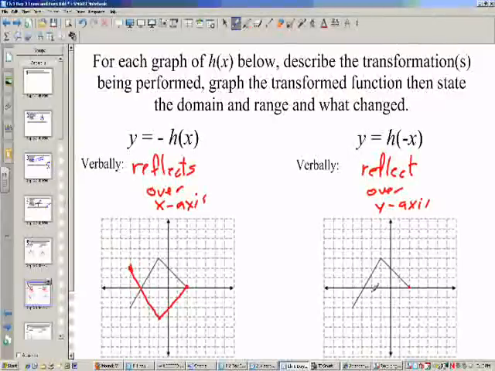So instead of being 2 to the right, we go 2 to the left. Instead of being 1 to the left, we go 1 to the right. And then instead of being 4 to the left, we go 4 to the right.